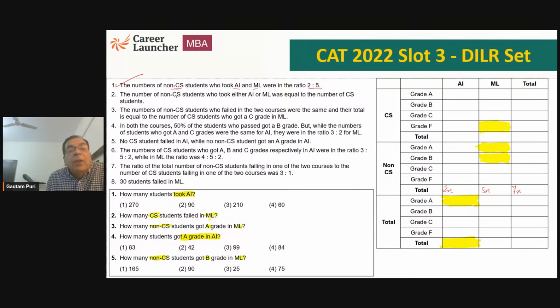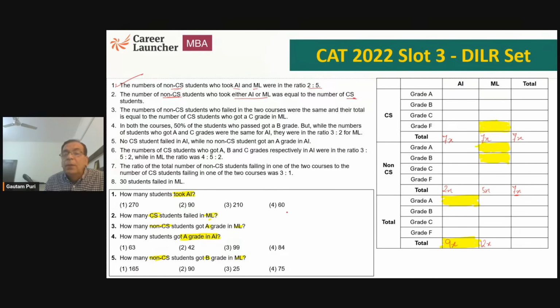Statement 2. The number of non-CS students who took either AI or ML, what is that number? 7x. The number of non-CS students who have taken either AI or ML is nothing but the total number of non-CS students. Because every student has to take exactly one of the two, it was equal to the number of CS students. So the total number of CS students is also 7x. So how many CS students took AI? 7x. How many CS students took ML? 7x. So what is the total number of students who have taken AI? It is going to be 9x. And this is 7 and 5, 12x.